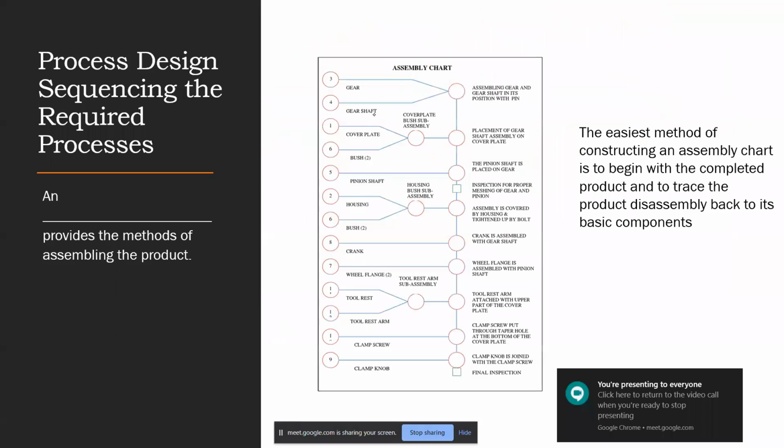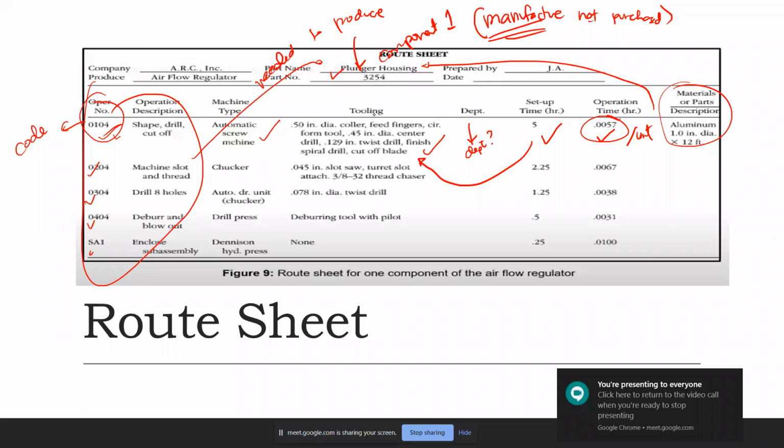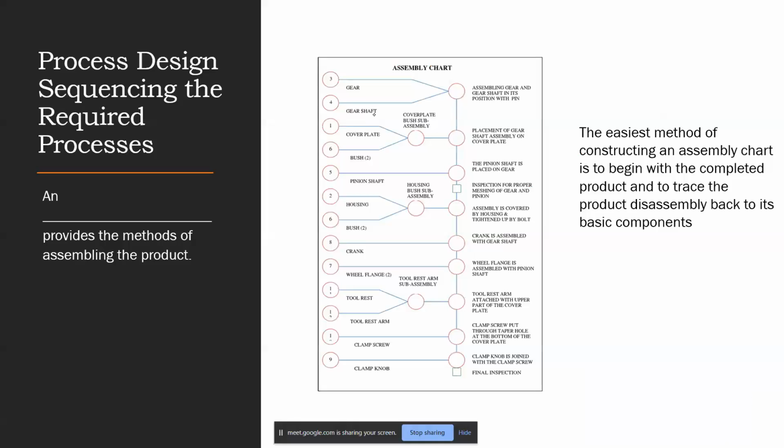So, ayan. So, ito yung example ng route sheet. And also, another way, this time, of sequencing the required processes is by looking at the assembly chart or assembly diagram. So ito pong assembly diagram na ito, halimbawa, ayan, we have the operations, then yung mga kailangan mong item, mga components mo, ito po yung mga components.